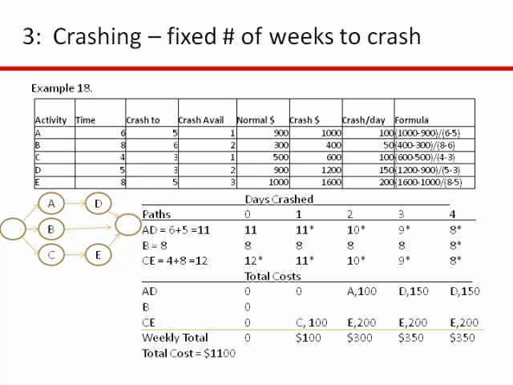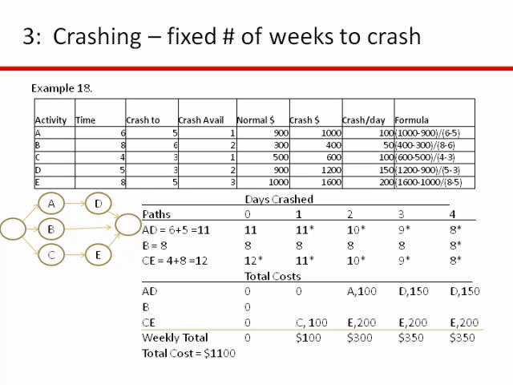Okay, the last two slides have to do with crashing. And again, as you recall, crashing is shortening the overall length of the project by adding resources. So what we need to do to shorten the overall length of a project is shorten critical path activities. If we shorten a non-critical path activity, it's not going to shorten the overall project. It's just going to shorten that path. So the first thing to remember is we're only going to focus on critical path activities.